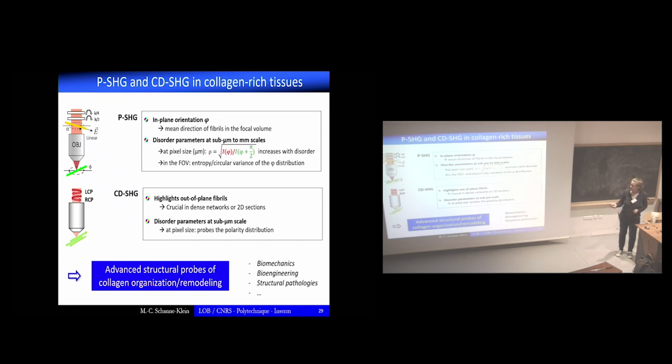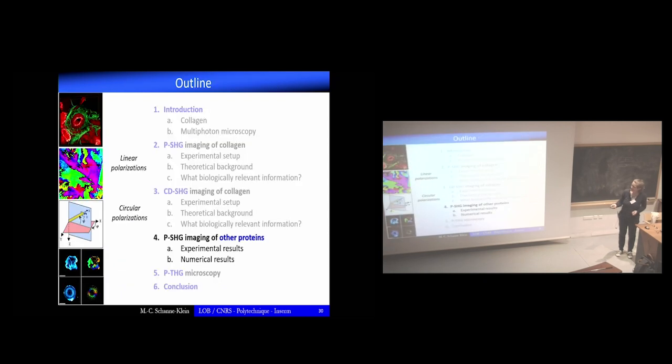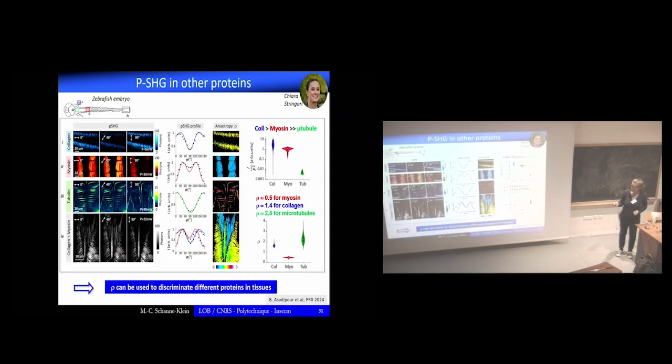Okay, so I have talked a lot about collagen. We can try to look at other proteins. To do that, it's experiments with my colleague Pierrat at Loeb. We have looked at a zebrafish embryo, so a unique sample with three different proteins that exhibit second harmonic generation, so collagen, myosin, and microtubules.